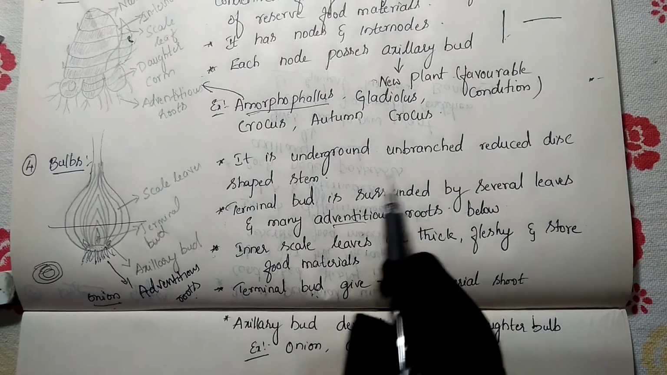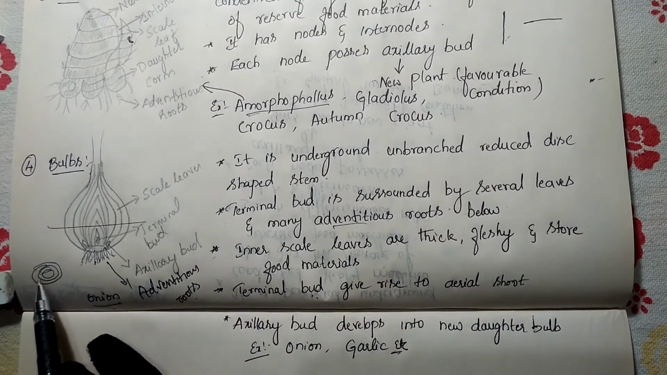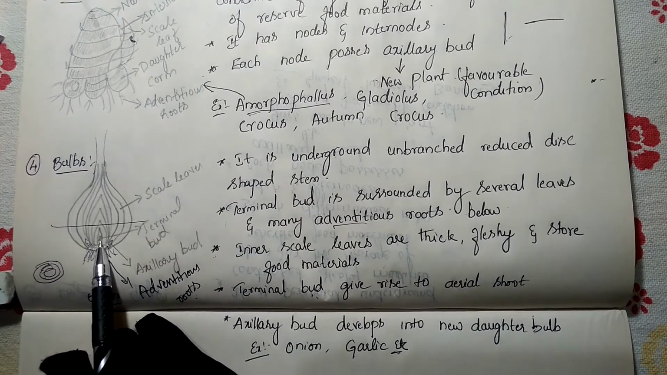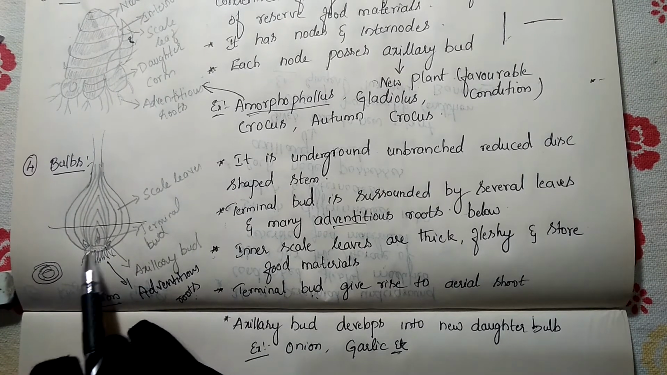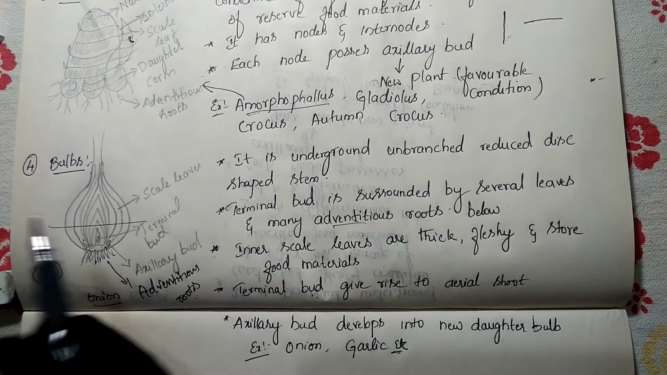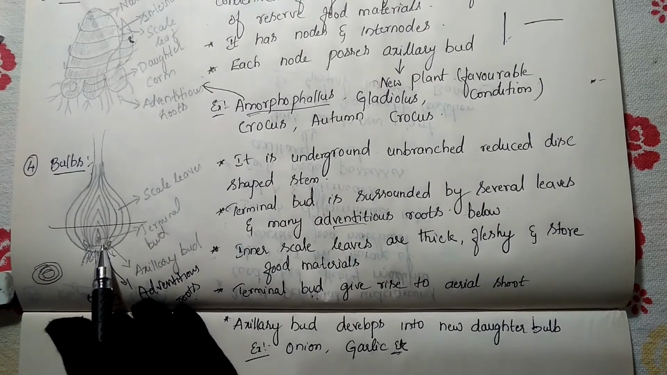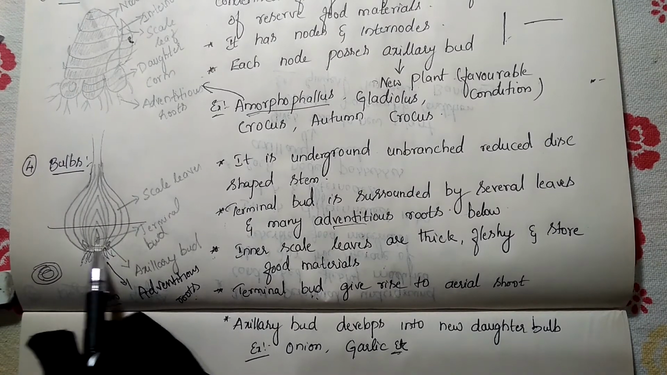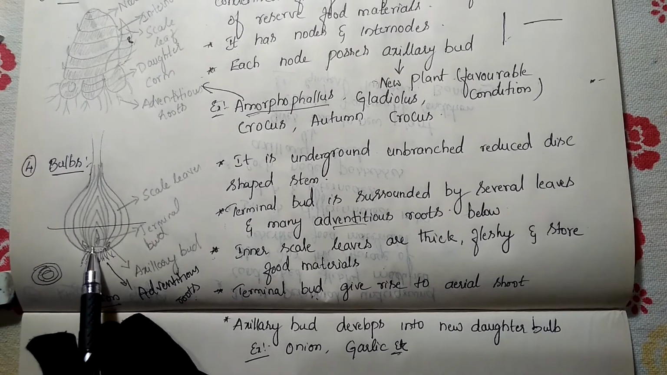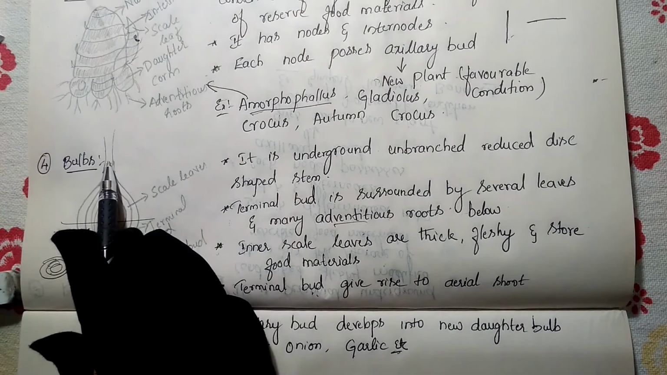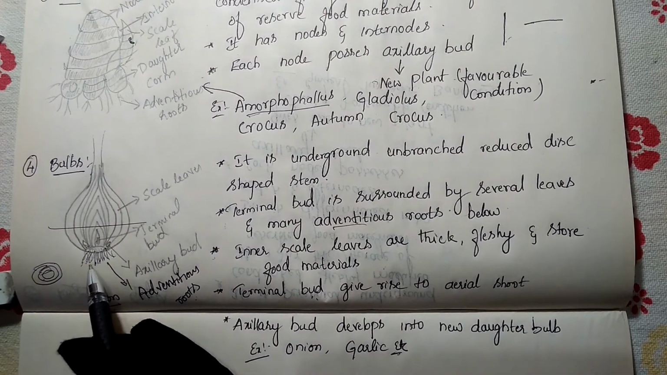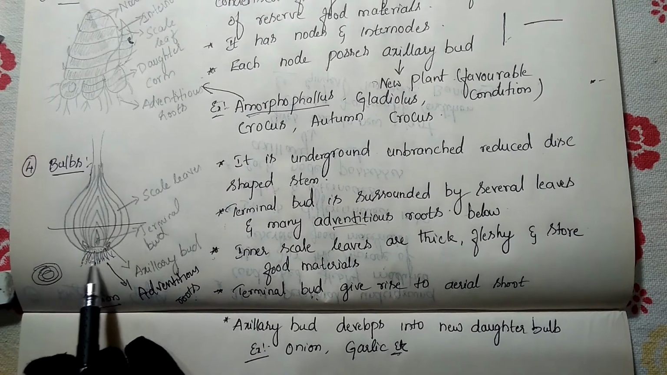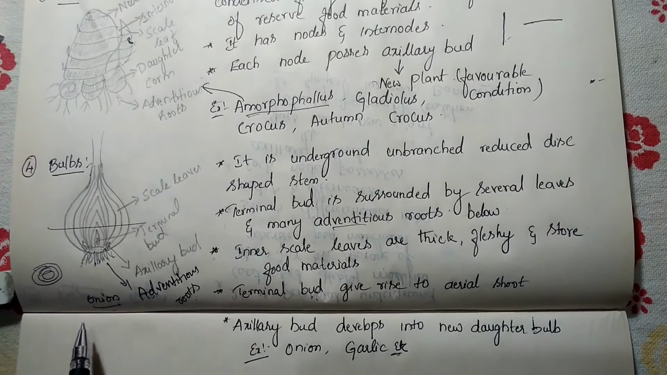A bulb is an underground, unbranched, reduced, disc-like stem. It possesses a terminal bud and axillary buds, both. If you cut a vertical section of the onion, you will find two types of bud: in the middle the terminal bud, and at the sides the axillary buds. The terminal bud gives rise to the aerial shoot, and below this terminal bud, the adventitious roots are present.